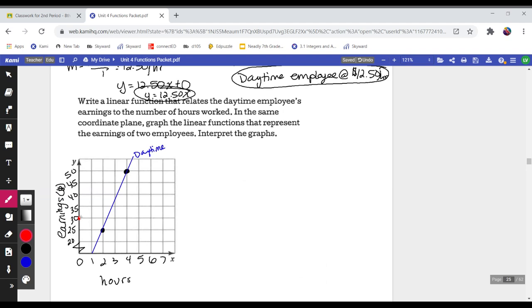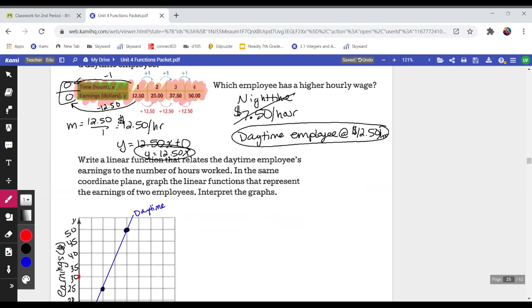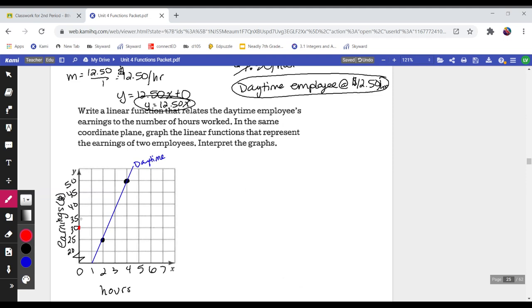For the nighttime employee, they start at $30. Then from there, after 2 hours, they have earned $25 more, so that's at 55. I'm going to draw my line. So that is going to be the nighttime employee.